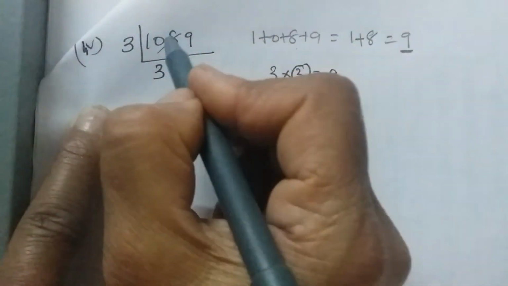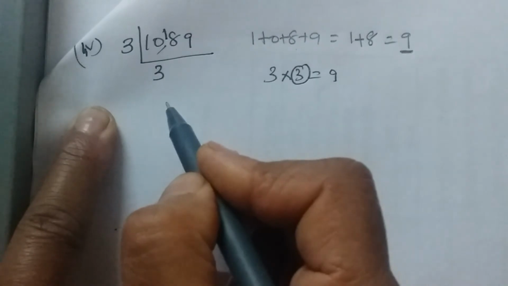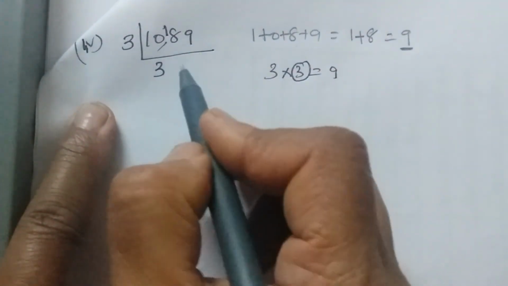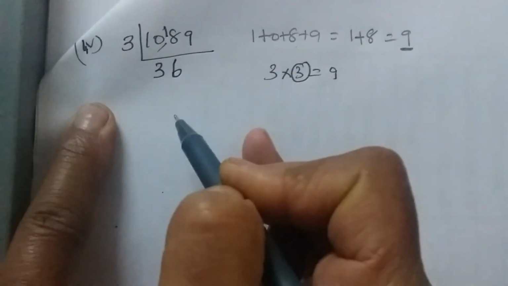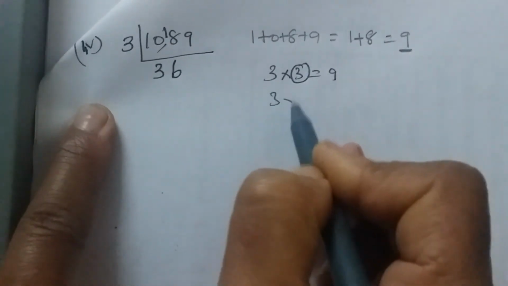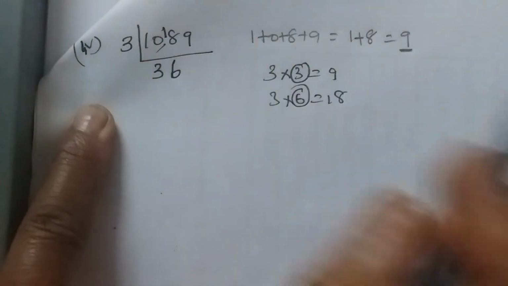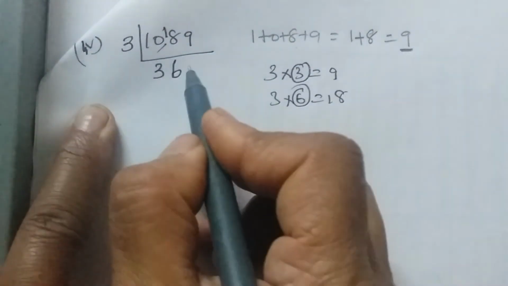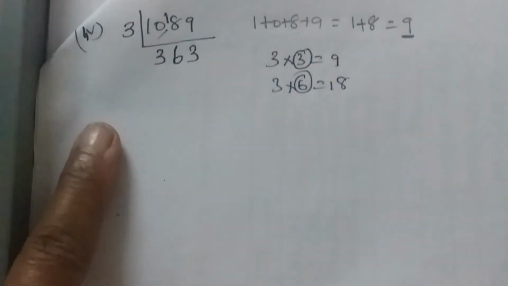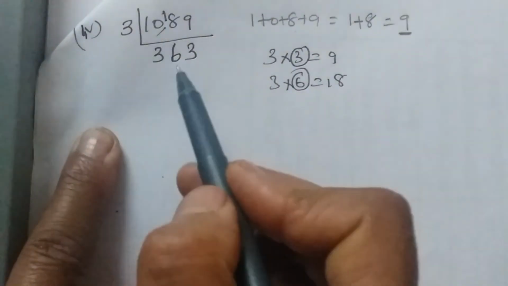So what do we do? Put 1 with the next number. It becomes 18. Till 18 comes in 3 tables. 3 6s are 18. Is there a remainder? There is no remainder. So 6 is the quotient. Go to the next number. 3 3s are 9. Now 363 is what number again?